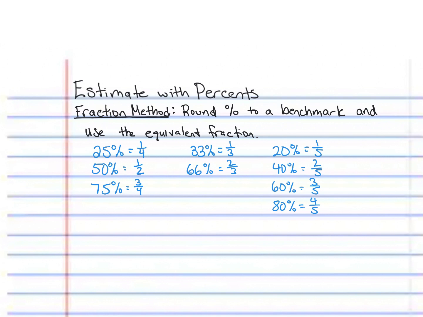And because we're estimating, remember, we want to change it so we are always using what we call friendly numbers. So ones that we can easily calculate in our head. So let's look at an example. Say we want to estimate what 65% of 12 is.